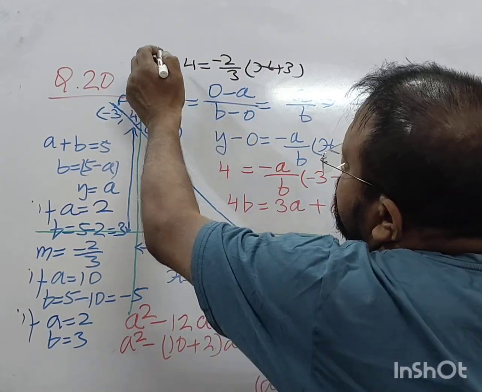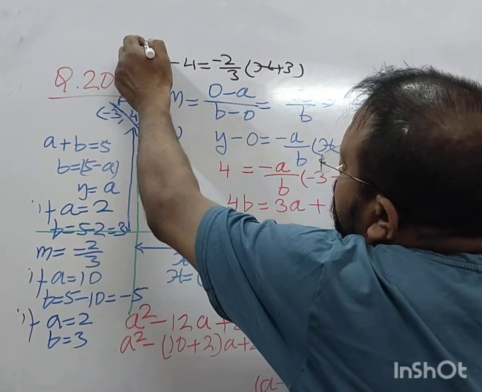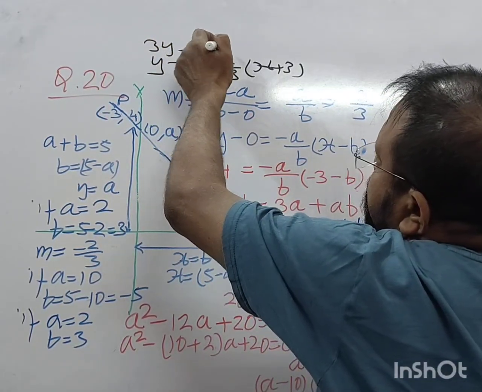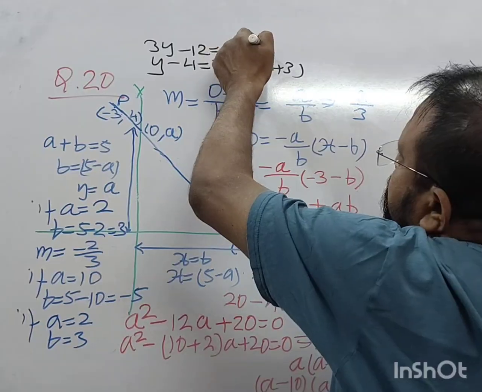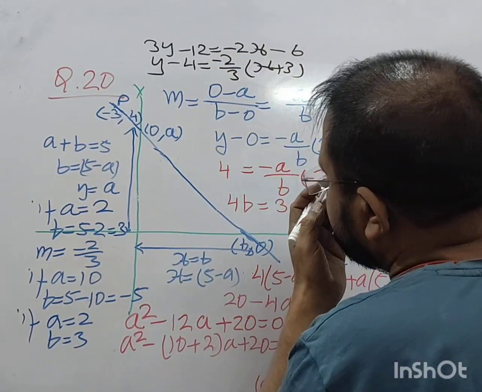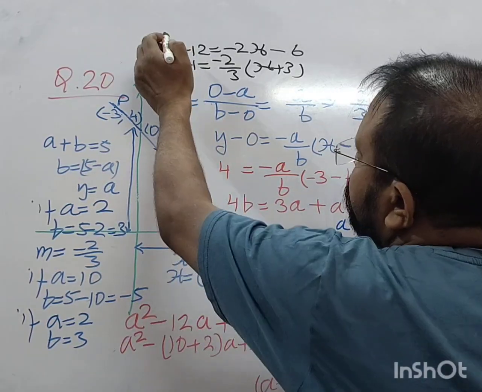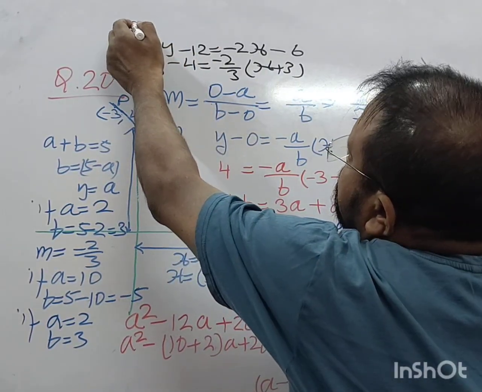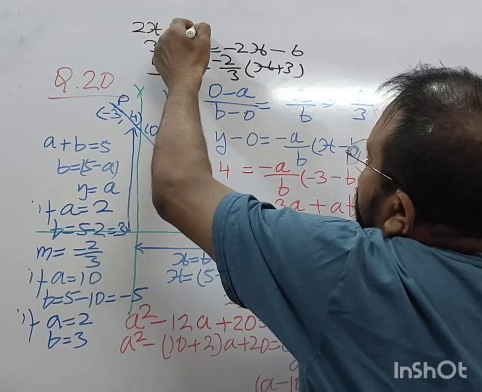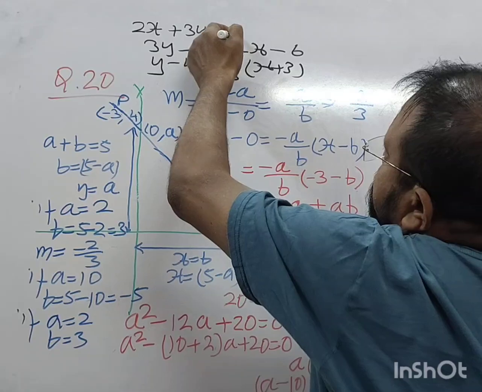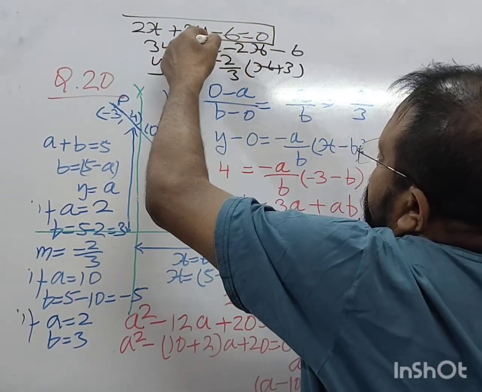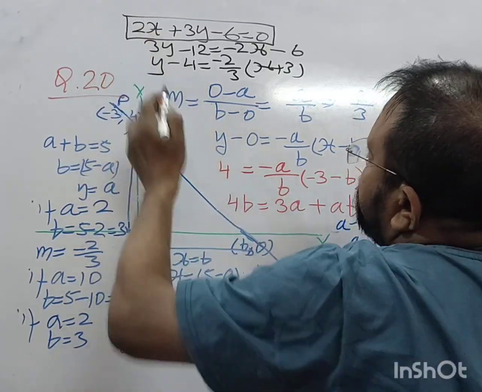So we have 3y minus 12 is equal to minus 2x minus 6. What is your equation? 2x plus 3y minus 6 minus 6 is equal to 0. Right.